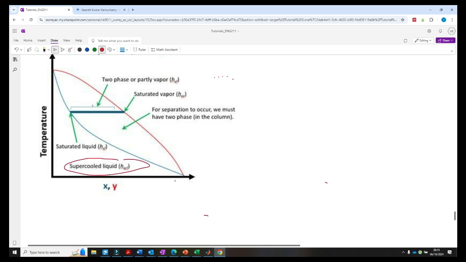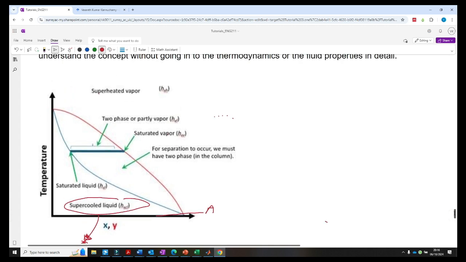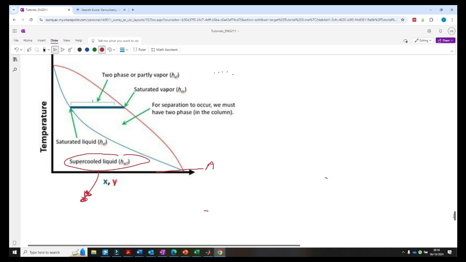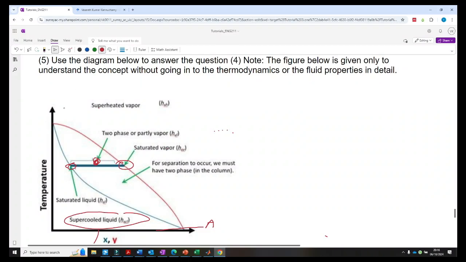Okay, this is not correct. Your supercooled liquid will be typically well below the boiling point of your more volatile component. So it should be somewhere around here. So that's the place for supercooled liquid. Let me read the question again. Use the diagram below to answer the question above. I already explained where things stand. Saturated liquid is here, saturated vapor is around this point. Two-phase mixture is inside the envelope. Subcooled or supercooled liquid is around here. Superheated vapor should be above the boiling point of the less volatile component, which is somewhere around here.